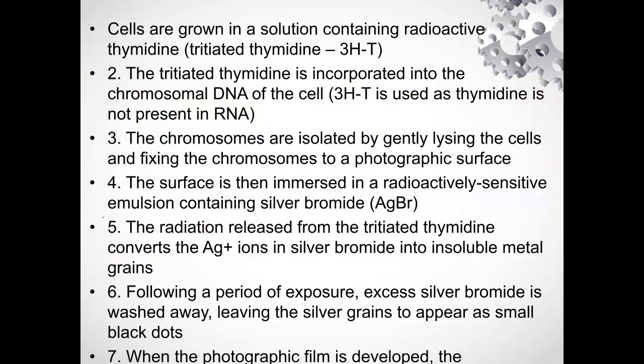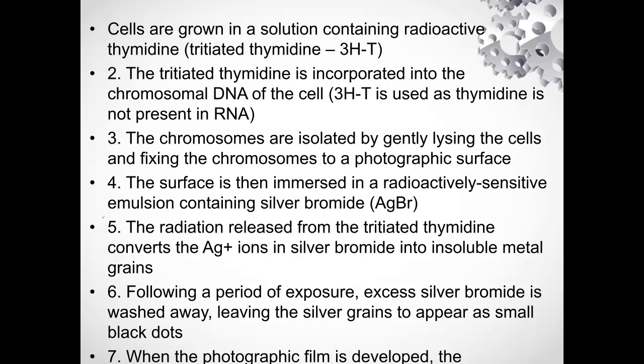So the summary of the picture you just saw on the previous slide is, the cells are grown in a solution containing radioactive thymidine, which is the tritiated thymidine, the 3H thymidine, that is radio-labeled with tritium. Now the tritiated thymidine is incorporated into the chromosomal DNA of the cell. The thymidine is used because thymidine is not present in RNA, as I earlier discussed. The chromosomes are isolated by gently lysing the cell and fixing the chromosomes to a photographic surface.